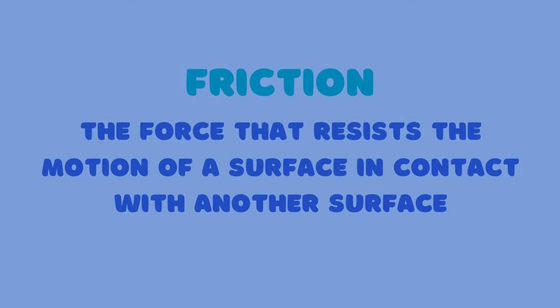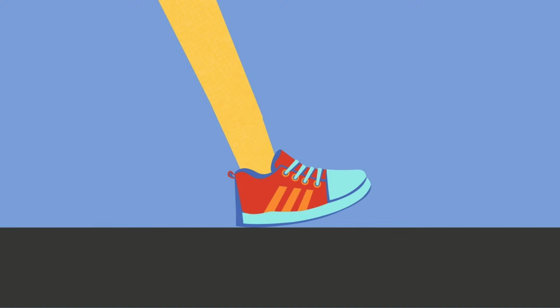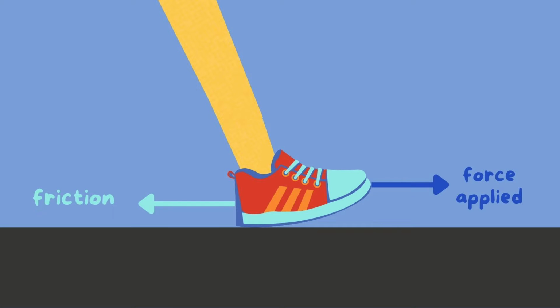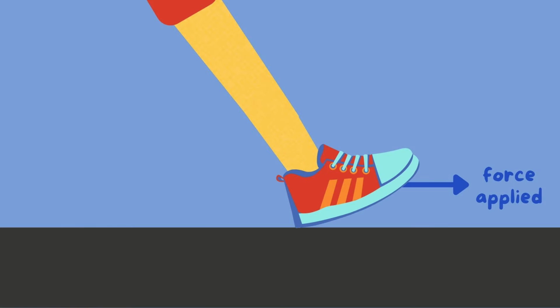Friction is the force that resists the motion of a surface in contact with another surface. For example, when we put our foot out on the floor while we walk, we apply a force going forward, and there is a friction force from the floor on our foot pushing back. Without this friction force, our foot would just continue to slide forward.